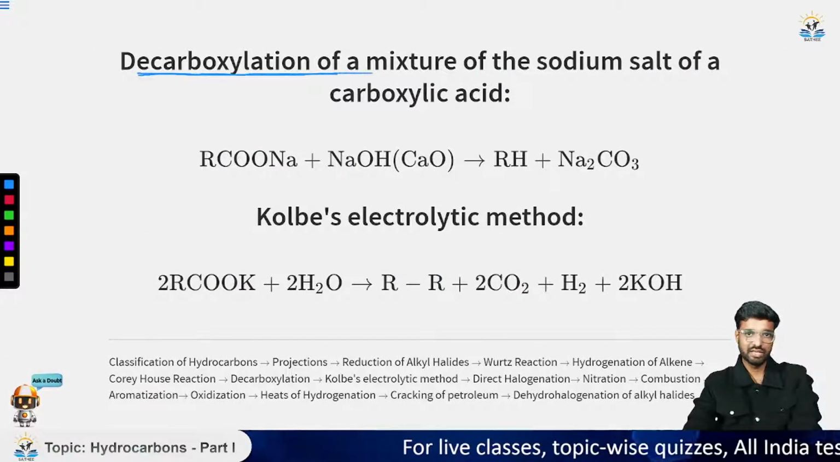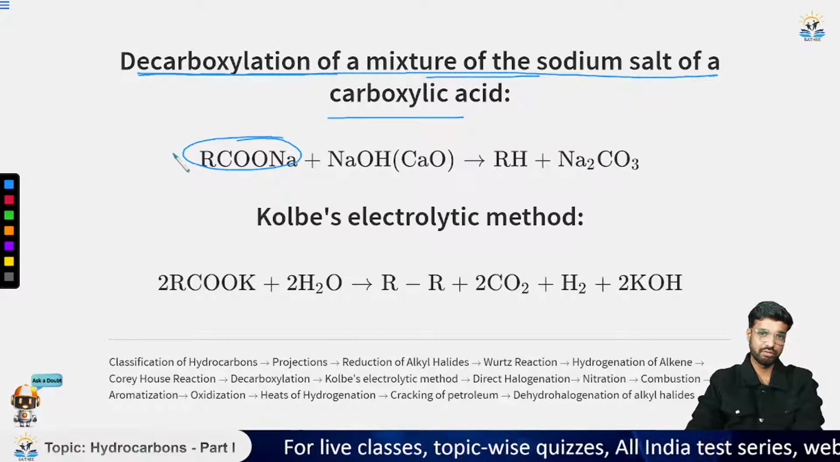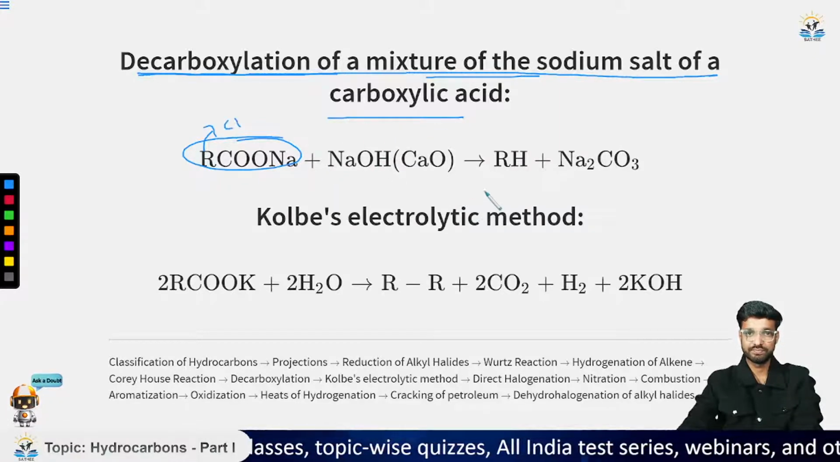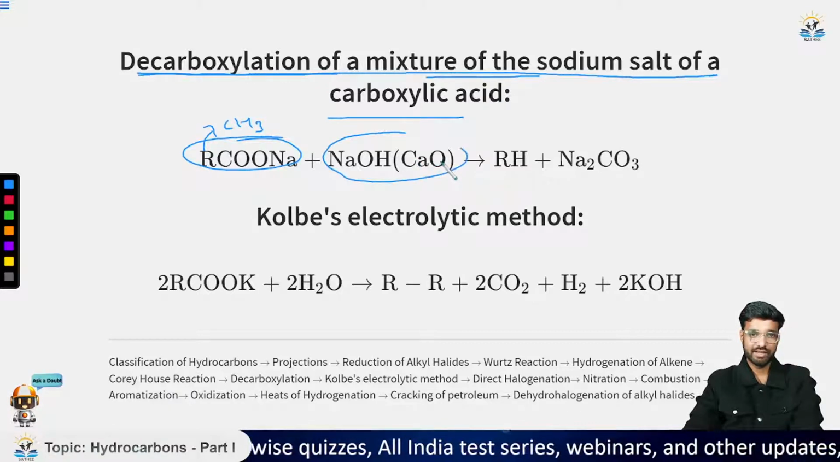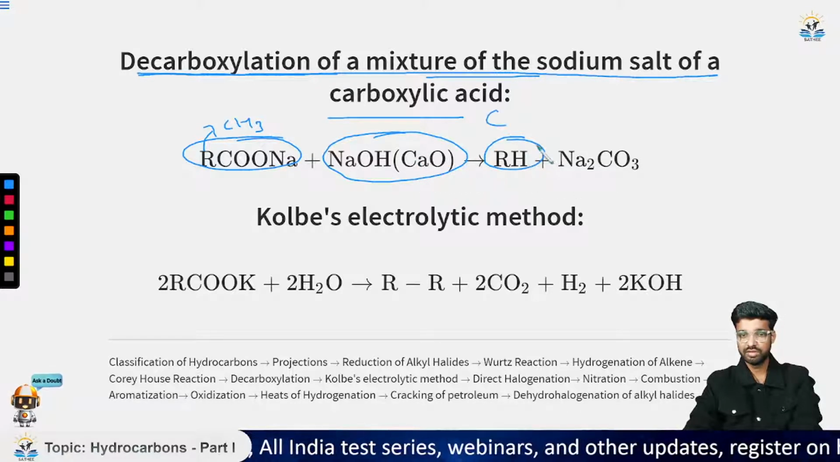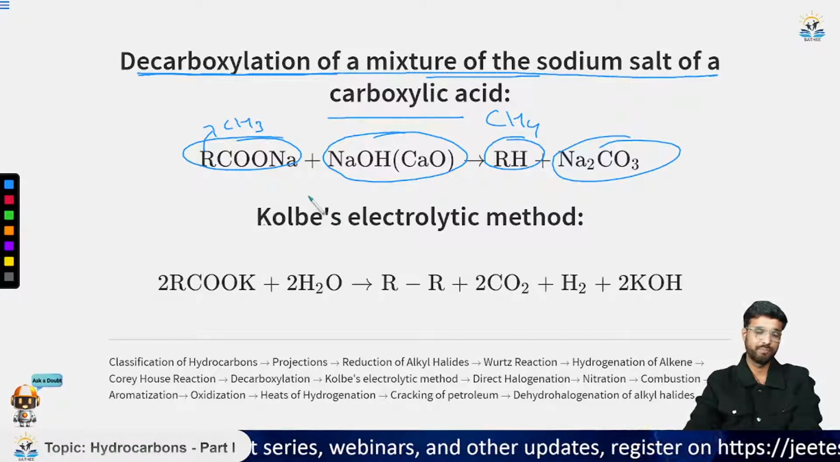Then we move to this decarboxylation of the sodium salt. So we are using the sodium salt reacting with NaOH. So suppose this R is CH3, okay, and we are taking sodium hydroxide. We can also take this CaO also. Then we will get the methane here plus sodium bicarbonate.